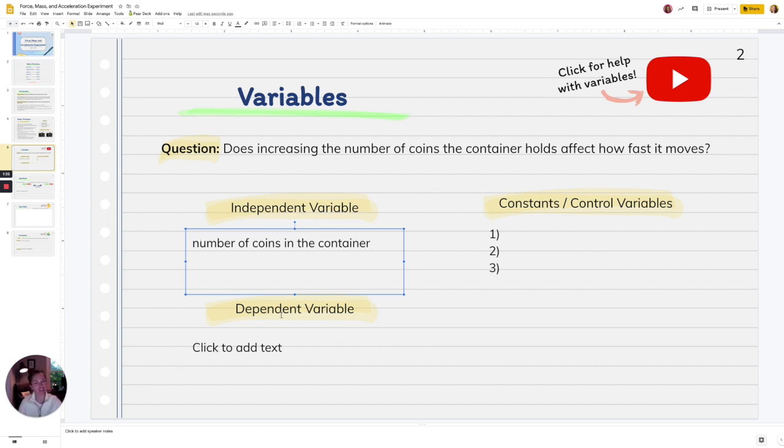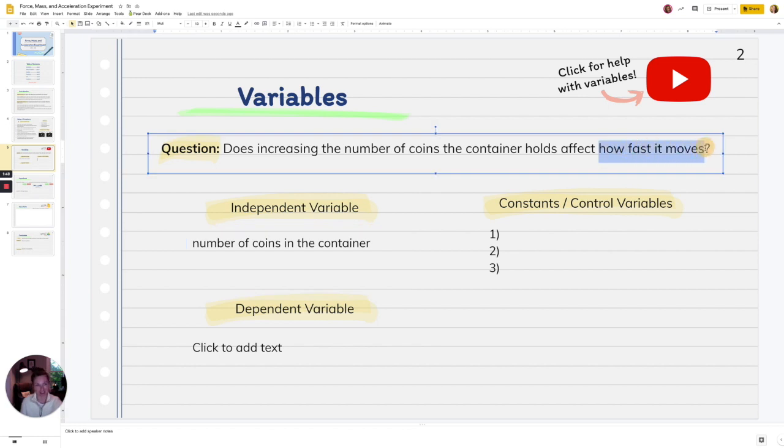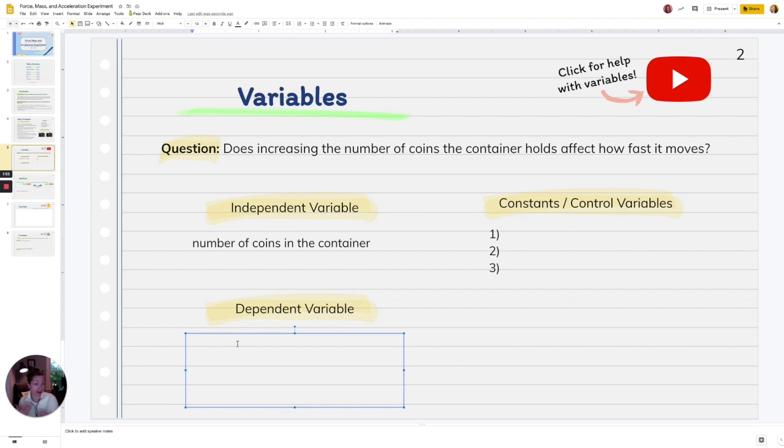Now the dependent variable is the thing that depends on the independent variable. It's what changes as a result. So in this question, does increasing the number of coins affect how fast it moves? How fast it moves is going to be the dependent variable. So how do we measure how fast something is? With its speed. So speed of container is our dependent variable.